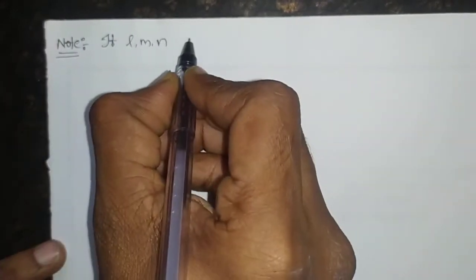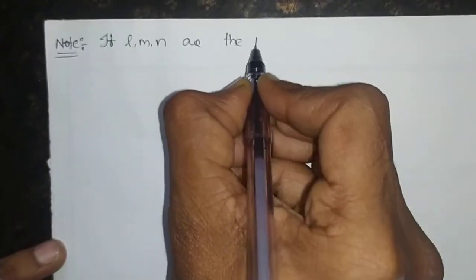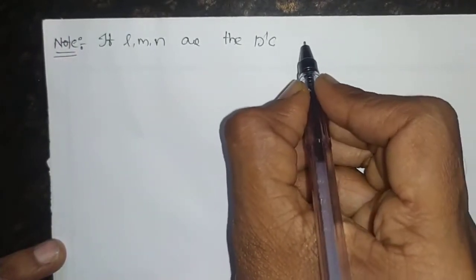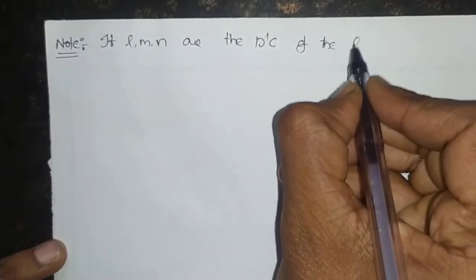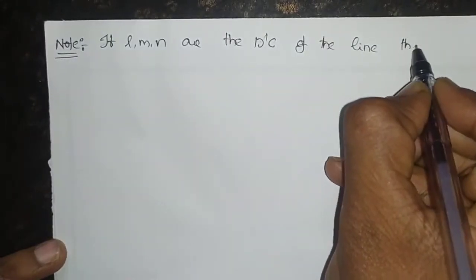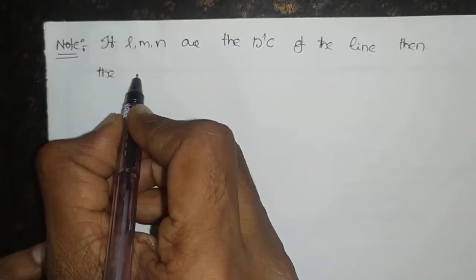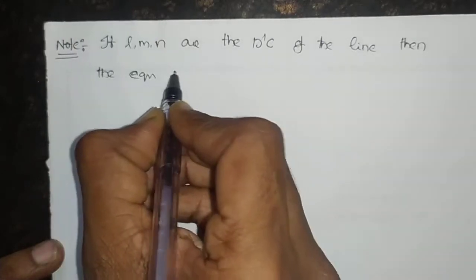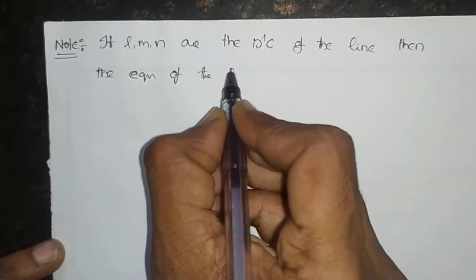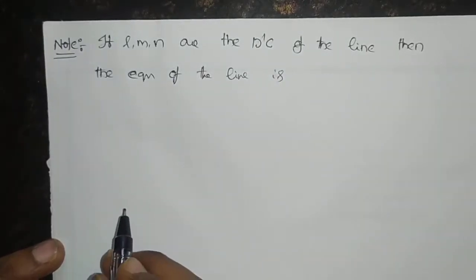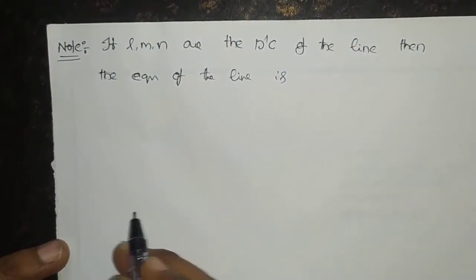Before that, we have one note point related to the previous derivation: if L, M and N are the direction cosines of the line, then the equation of the line will be as follows. Just observe what we discussed in our previous class.